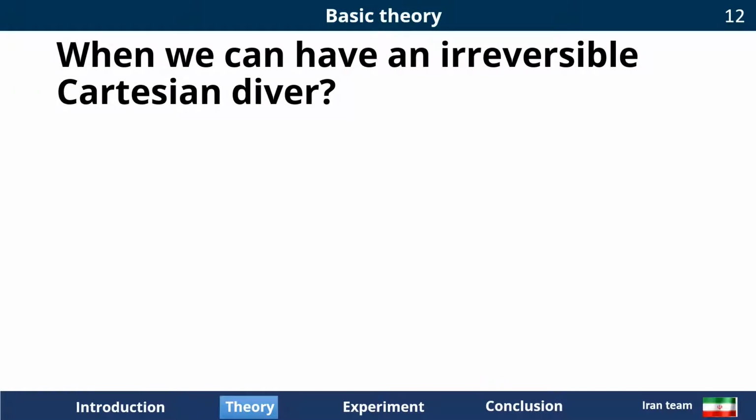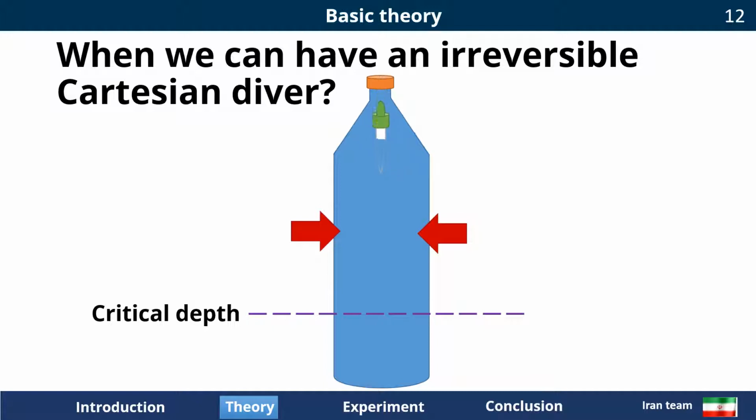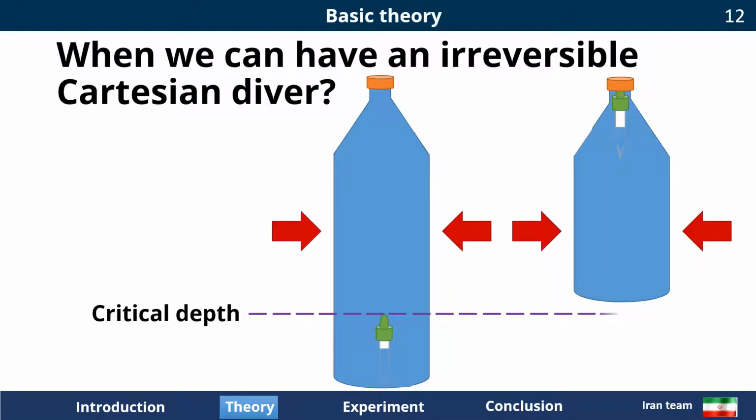When can we have an irreversible Cartesian diver? From both of our theories, we can realize that in a bottle of an irreversible Cartesian diver, there is a certain depth called the critical depth. When the diver crosses that depth, it spontaneously sinks and doesn't come back to the surface when we release the pressure. But in a simple Cartesian diver, usually the bottle isn't long enough, so the diver always remains above that depth. So when it reaches the bottom of the bottle, the buoyant force will return it to the surface when we release the pressure.